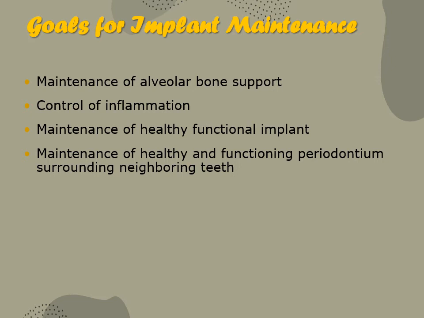Goals for implant maintenance: the maintenance of their alveolar bone support, the control of inflammation, the maintenance of a healthy functional implant, and the maintenance of healthy and functional periodontium surrounding neighboring teeth. The idea here is that if someone has bacteria that cause periodontal disease in another area of the mouth, that bacteria can be transferred to the implant and can cause your implant to fail. So it's important that they take good care of all of their teeth.